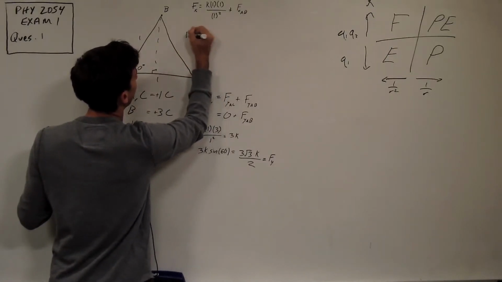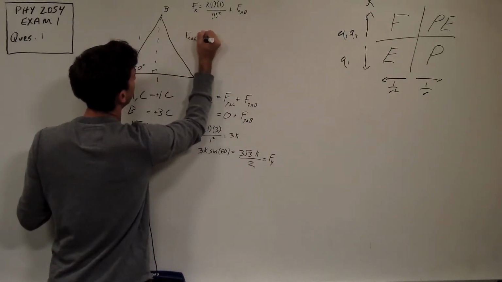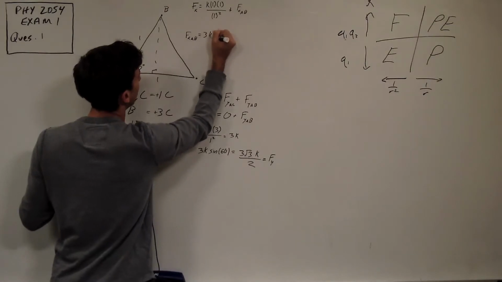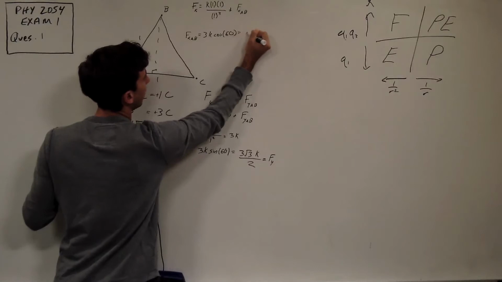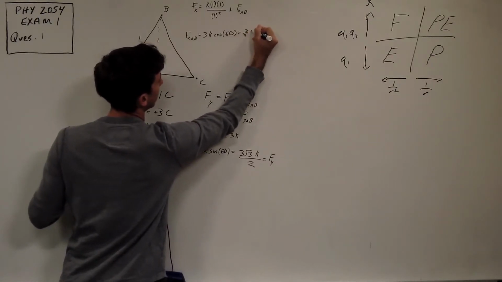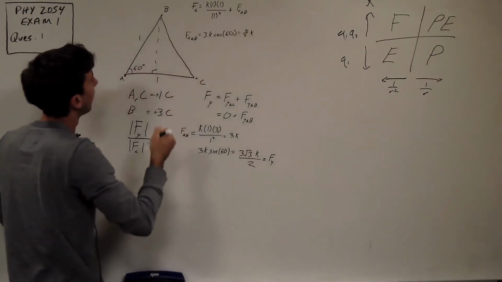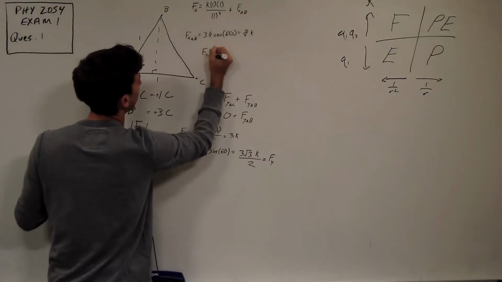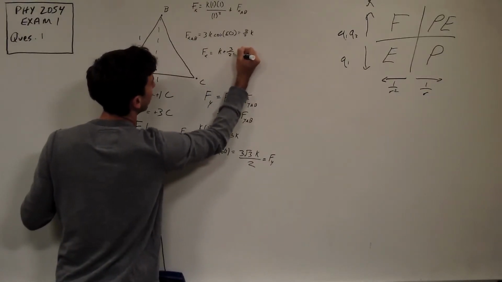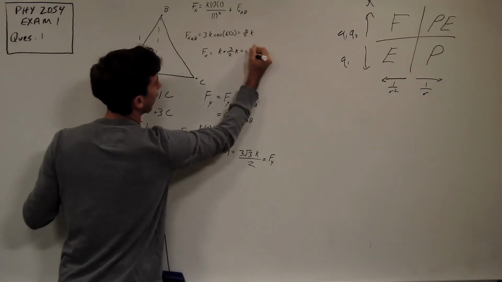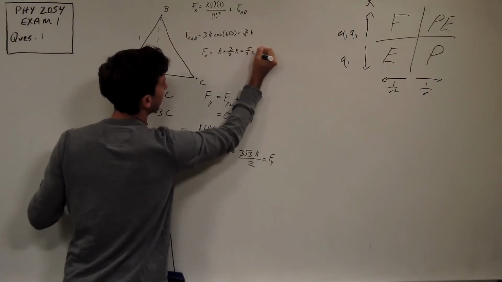So Fxab equals 3K cosine of 60, which is 3/2 K. So the total Fx equals K plus 3/2 K, which is also the same thing as 5/2 K.